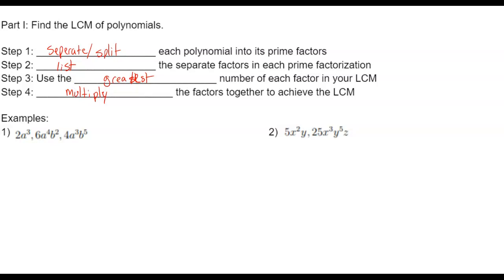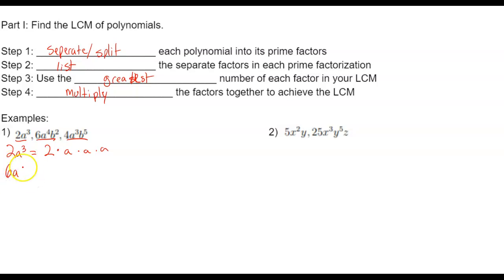So, for instance, I want to find the factors of these three expressions right here. 2a to the third, 6a to the fourth and b squared, and 4a to the third and b to the fifth. These are three separate expressions. So I'm going to list out the prime factors of each expression. So 2a to the third is the same as 2 times a times a times a. Okay? Can't break it down any farther than that.